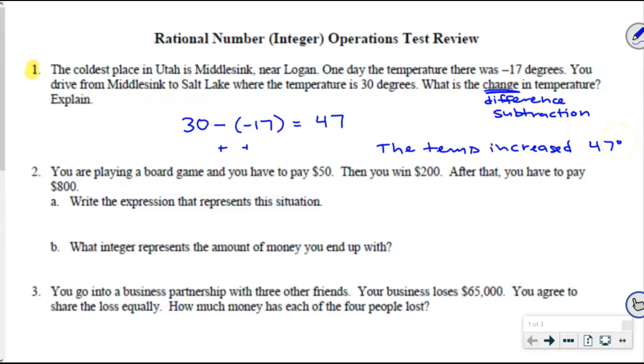You're going to have a few more like that on the review. Make sure you understand how to answer those kinds of questions. What is the change? Meaning I'm saying, what's the difference? Or in other words, write a subtraction problem.